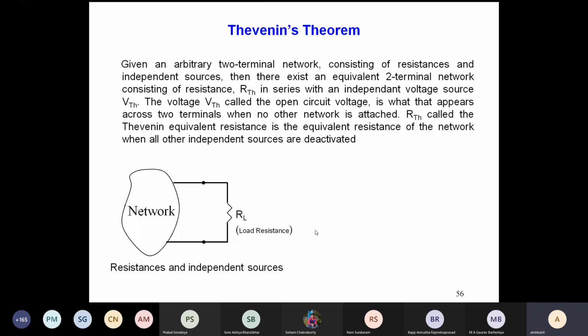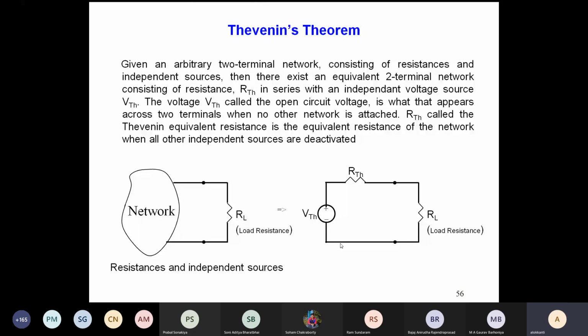Now, what Thevenin's theorem states is that the entire network can be replaced by this type of arrangement. Across these two terminals is the RL, the load resistance. But the entire left hand side network can be replaced by a voltage source VTH, which is called the Thevenin voltage, in series with a resistance called RTH, or Thevenin resistance.